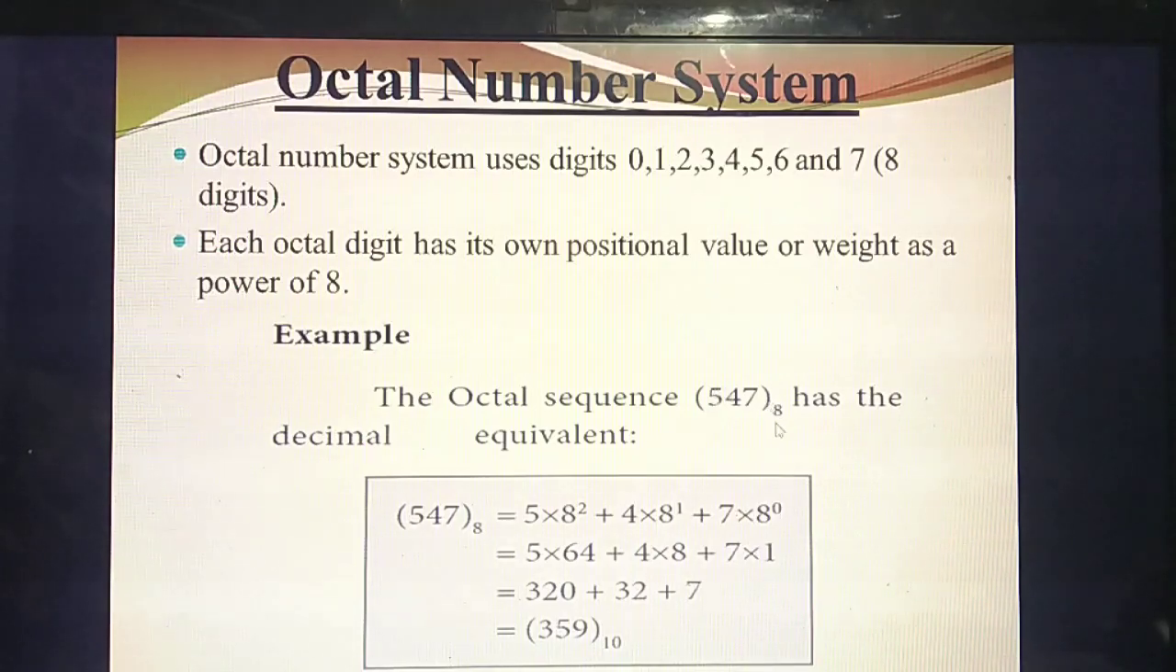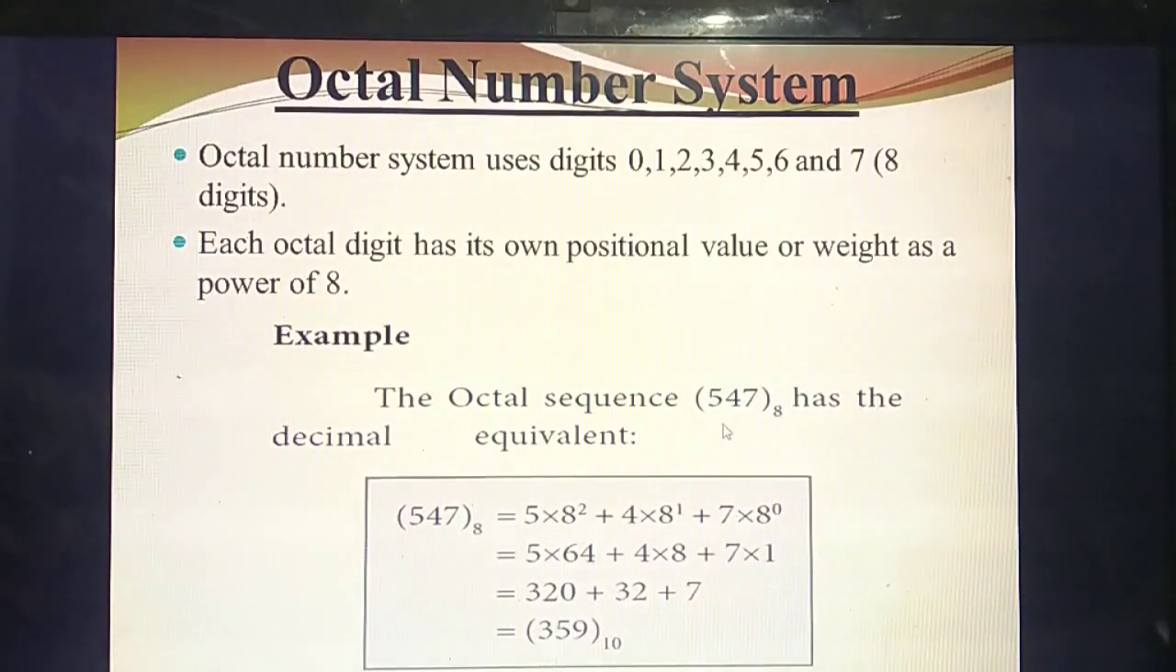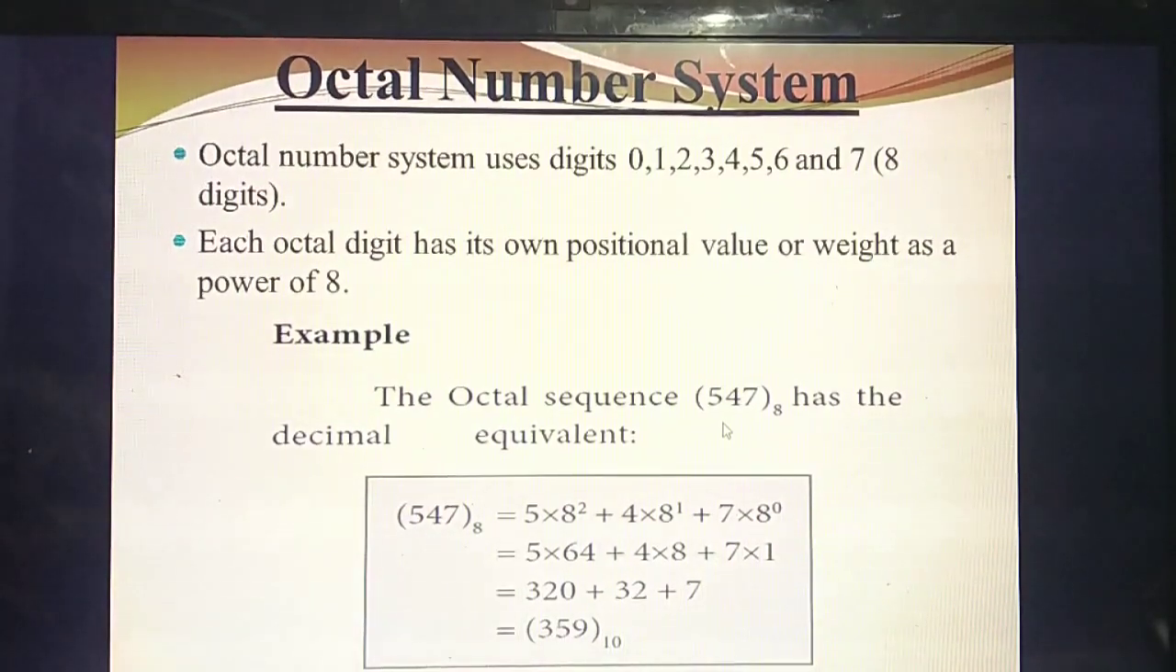The octal number system always has the base value 8. So convert this number, 547 base 8, into decimal.